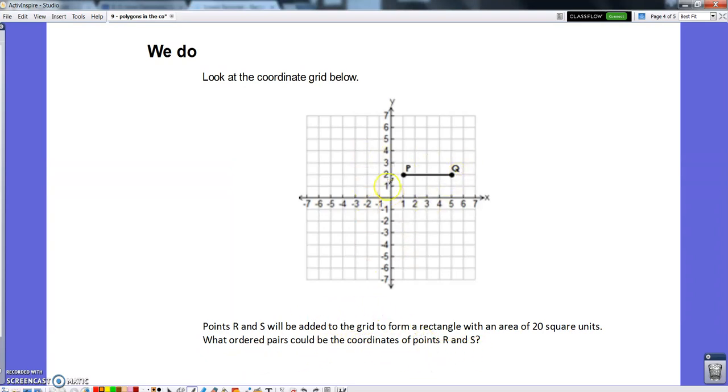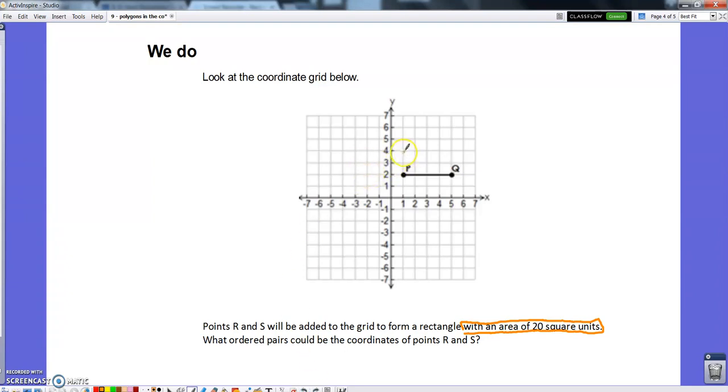So I've got to add, somewhere on here, an R and an S. So points R and S will be added to the grid to make a rectangle. Obviously that's not where they're going to go. But I've got to put those in places where there will be a rectangle with an area of 20 square units. For example, I could put them here and here, R and S, and that would make a rectangle. But that would not nearly be 20 square units. That would be 4 square units. So I need to make a bigger rectangle than that.